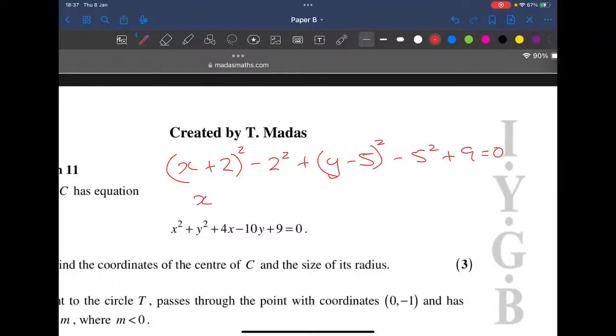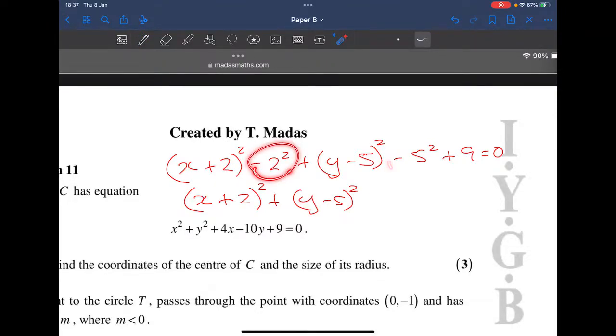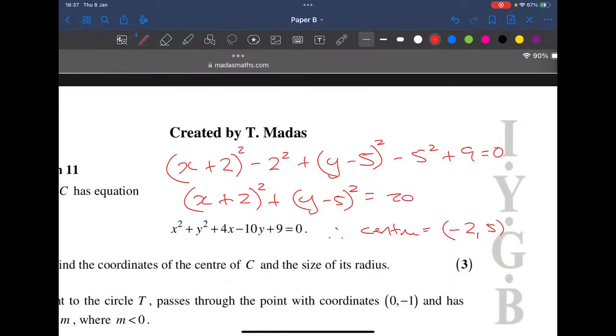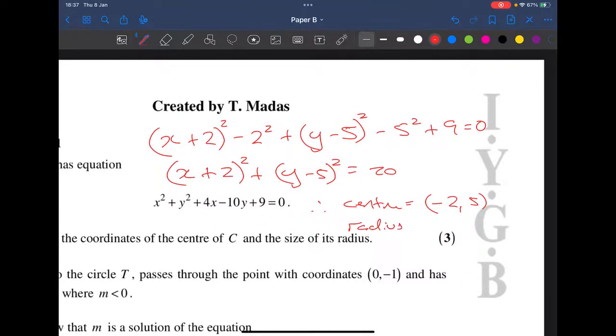And let's slightly rearrange then. We'll get all the brackets here, (x + 2) squared and (y − 5) squared, and take all of the other numbers to the other side. So here we have minus 4, and this is minus 5 squared, so 25. So together they make minus 29. Adding a 9 to that is minus 20. Putting it on the other side is going to be positive 20. So this is equal to 20. So therefore, our centre is equal to (−2, 5) and our radius is the square root of 20.